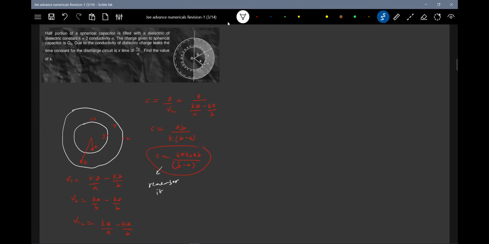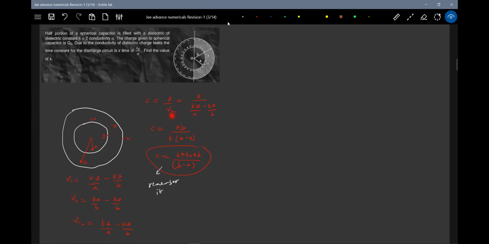Till here, no problem. We could have done this. If it is fully filled, it would have been very easy, but only half of this is. Here we have a dielectric slab, here no dielectric slab. What changes are you going to make here now? You calculate only the capacitance of this part. Only for half of the region can we calculate the capacitance rather than the full.